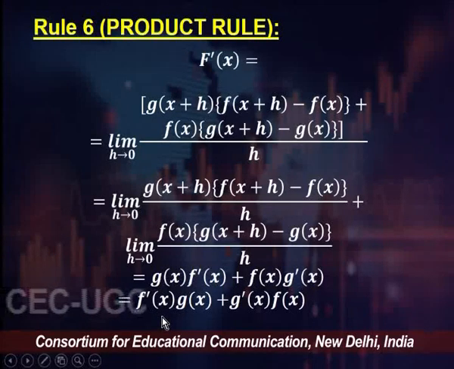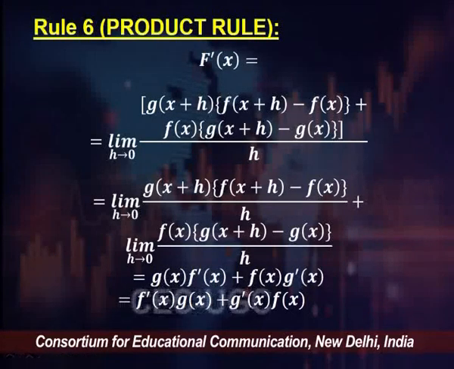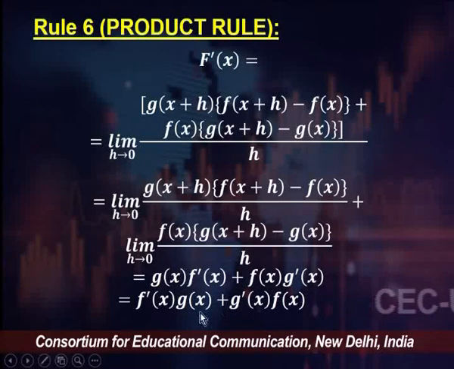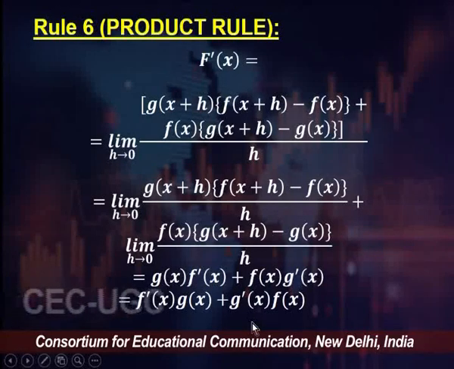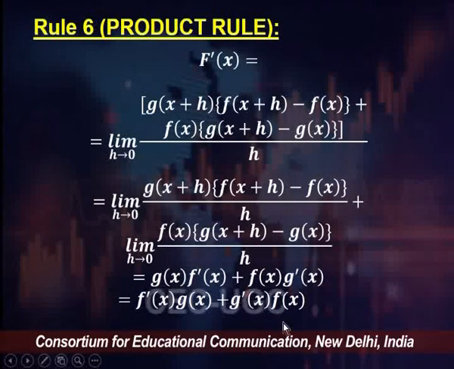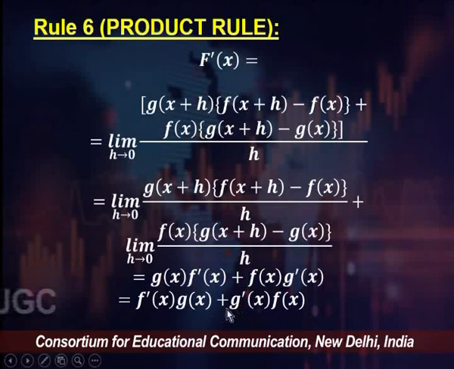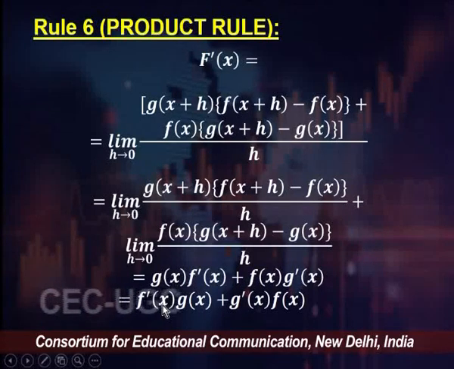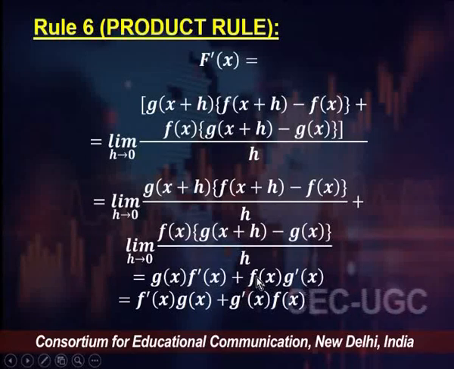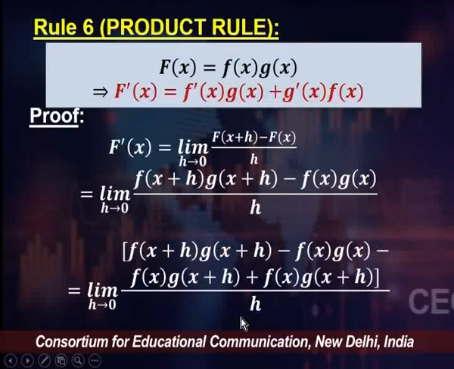And that is exactly the result that we have, the product rule: the derivative is the derivative of the first function times the second function plus the derivative of the second function times the first function. A lot of the books also write this as the first function times the derivative of the second function plus the second function times the derivative of the first function. Whichever way you're comfortable remembering this rule, the point is you must remember it.